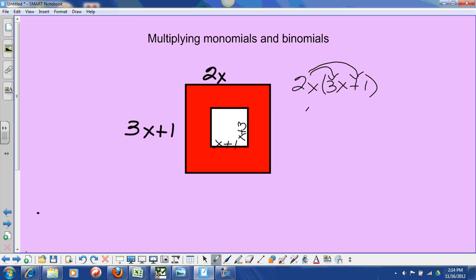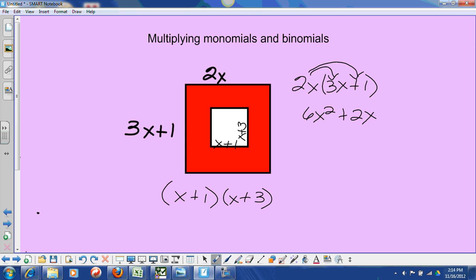2x times 3x. Multiply the coefficients. 2 times 3 is 6. X times x is x squared. Let's take the second one. 1 times 2x is 2x. So that's the area of the entire part. So now we have to subtract this white hole in the middle of this rectangle. So let's go multiply that out. That is x plus 1 times x plus 3.